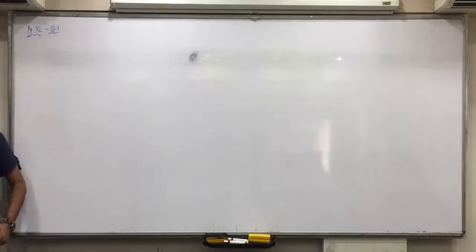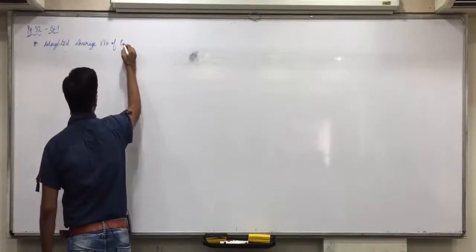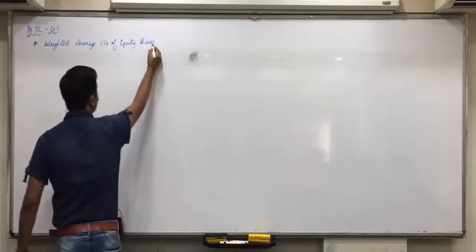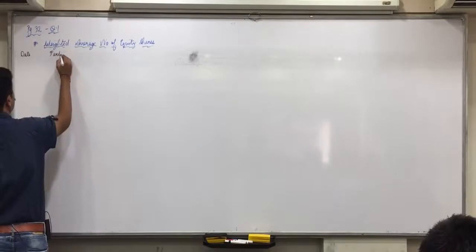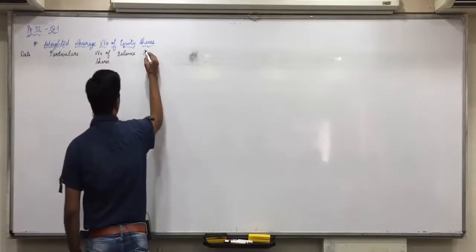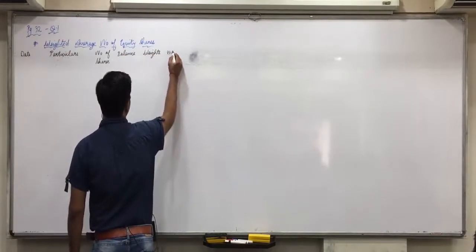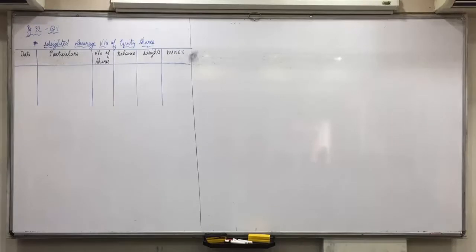So make the same columns. Weighted average number of equity shares. Columns: date, particulars, number of shares, balance, weights. Around 3-4 lines of columns. Did you all make the columns, or are you still making them? Raise your hand. Everyone has made it?